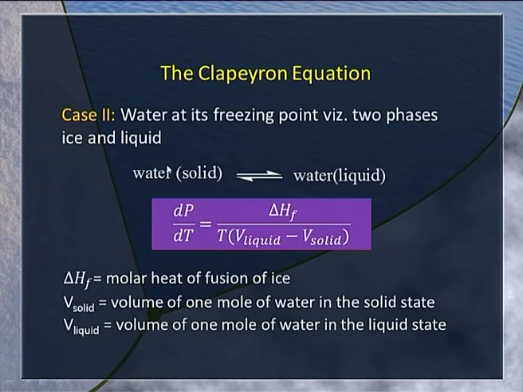At the freezing point, we are going to have delta H F, that is the molar heat of fusion of ice, and the expression remains the same. The final state is liquid minus solid.